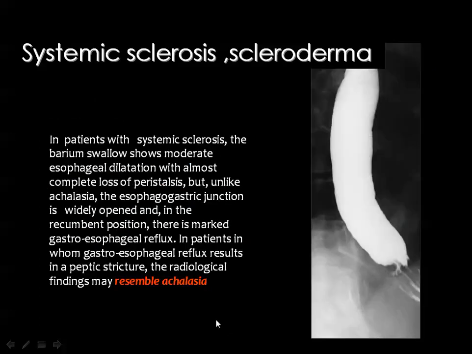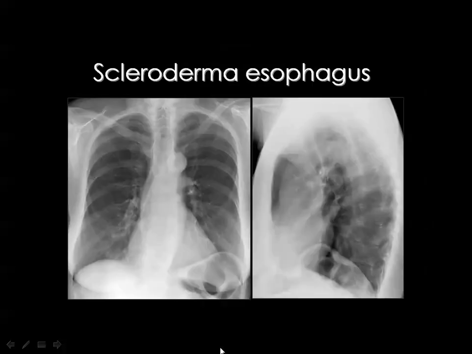Then we come to scleroderma, and you remember that scleroderma will result in atony of the esophageal muscles, and this will end with tube-like esophageal dilatation, which involves the whole esophagus, as you can see. And sometimes the gastroesophageal junction remains unaffected, and in this case you may have findings similar to those of achalasia.